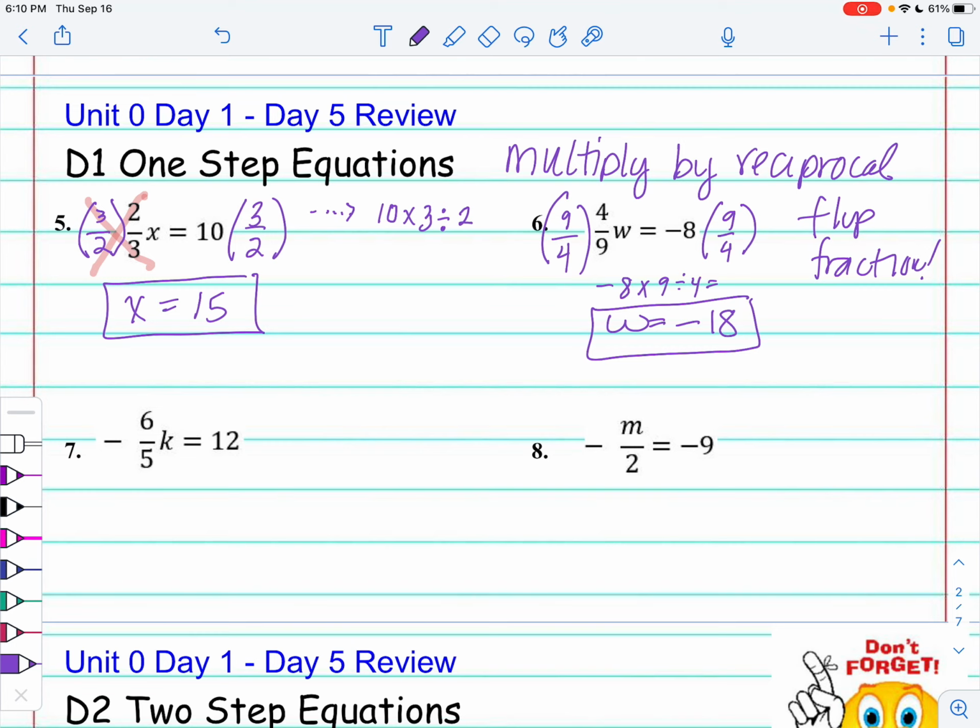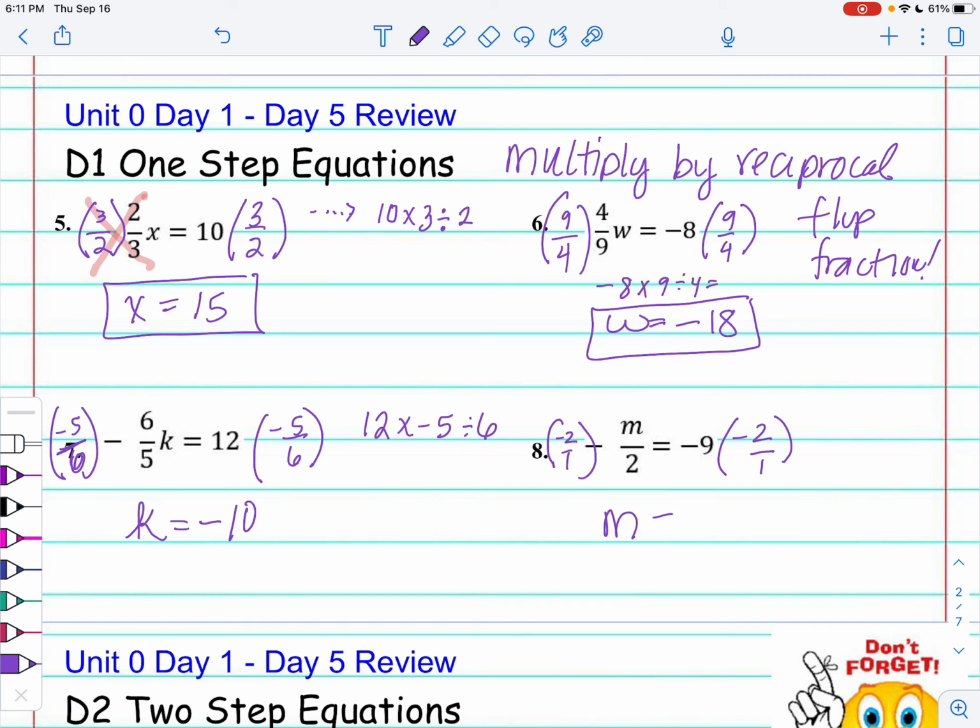When we have negative fractions, we're going to do the same thing, but multiply by the negative. So I'm going to multiply by -5/6, because a negative times a negative is a positive. So over here, I'm going to have positive k. And in my calculator here, I'm going to type 12 times -5 divide by 6. And you get -10. Okay, and over here, I have -2 in the denominator, so I'm going to multiply by -2/1. So m equals positive 18. Okay, so those were our day 1 steps.